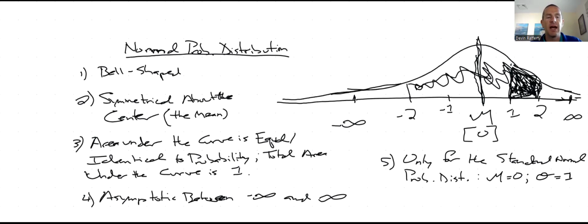And then it's asymptotic between negative infinity and positive infinity. Okay. If we want to add in one more condition for the standard normal probability distribution, we have a mean of 0 and a standard deviation of 1. Okay. So now we need to get on to seeing how or why this is so important.